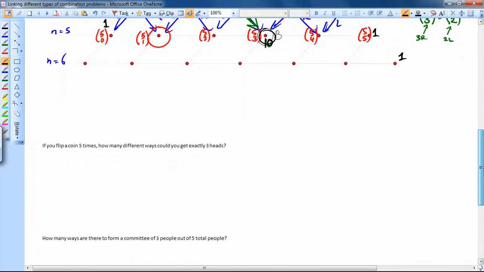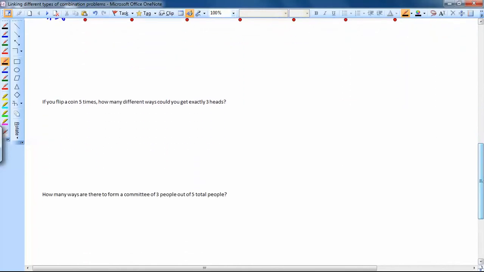Alright, you flip a coin 5 times, how many ways can you get exactly 3 heads? Well, okay, so I'm flipping a coin. I basically have 2 outcomes every time. It's heads or tails. And if I flip it 5 times, I'm going to need 3 heads and 2 tails. Now it might be that the 3 heads are first and then the 2 tails. It might be that I get 2 heads, then a tail, then a head, then a tail.